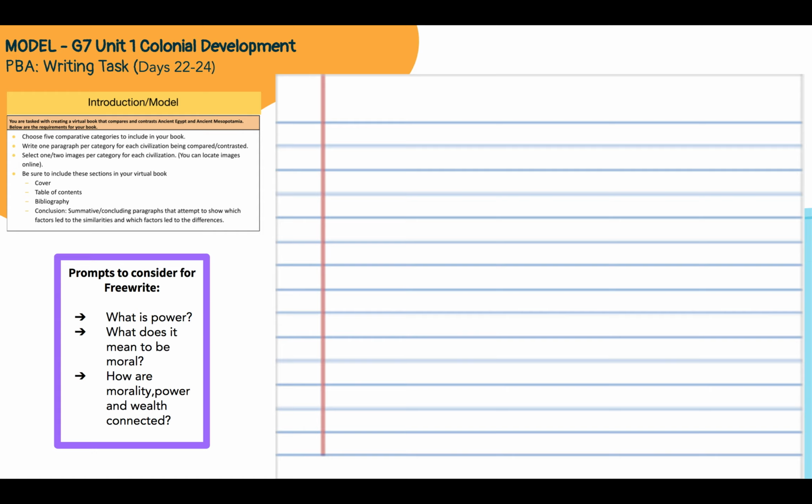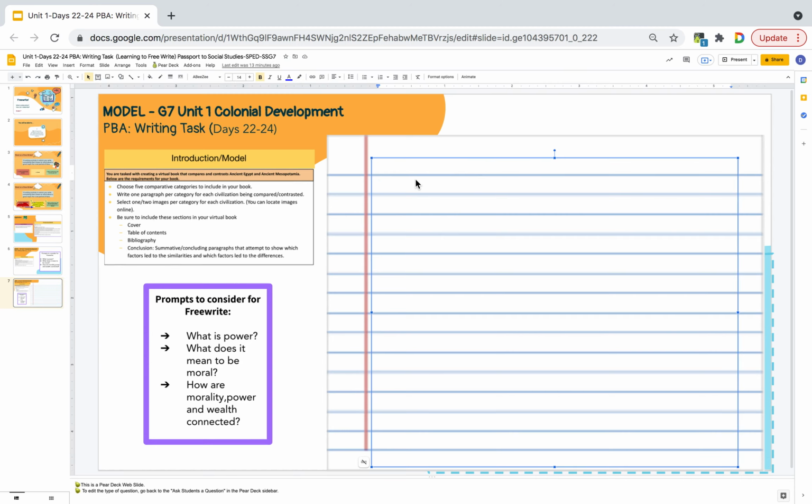I'm going to give myself about a minute, and I'm going to answer the first prompt and maybe go on to the second prompt. So for the first prompt, it says, what is power? So I'm going to start by answering the question directly. Power means having resources or an advantage compared to others. So that's my own definition of power that I can write in there, and I can continue.